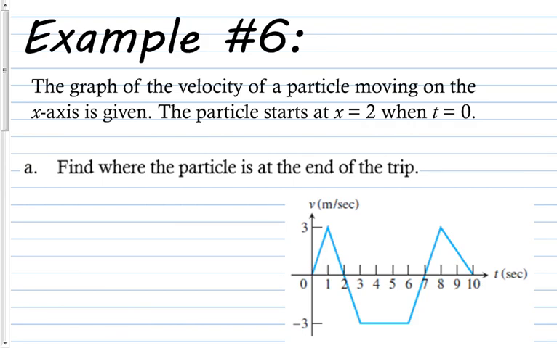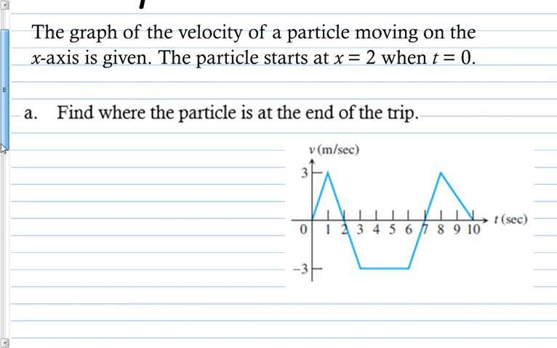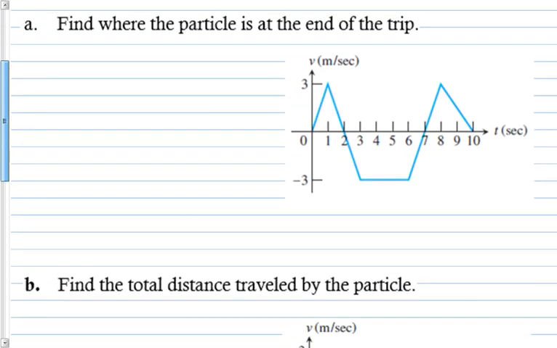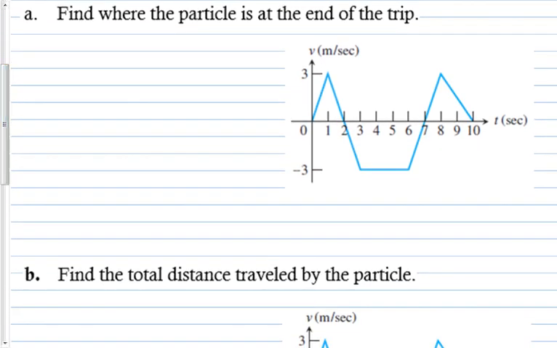The graph of the velocity of a particle moving on the x-axis is given. The particle starts at x equals 2 when t equals 0. Okay, so find where the particle is at the end of the trip. Okay, so at the end of the trip, I want to know what is the position, right? The particle is at the end of the trip where? I want to know the position at the end of the trip. And the end of the trip, according to the graph, is at 10 seconds.